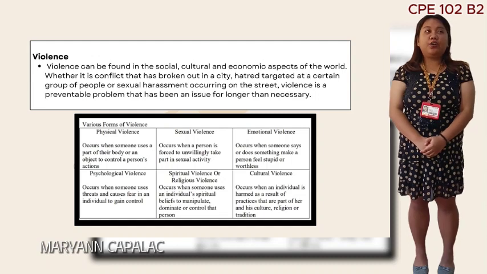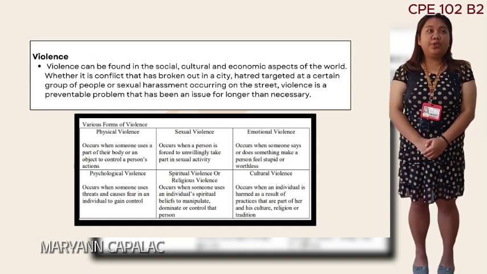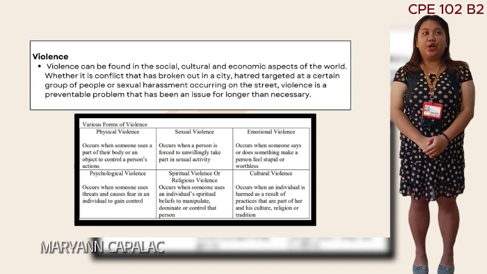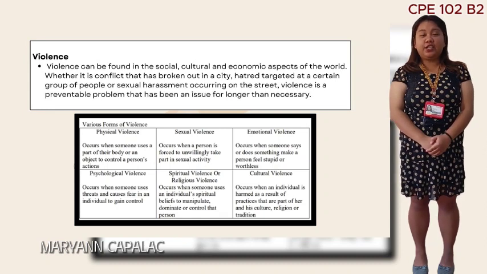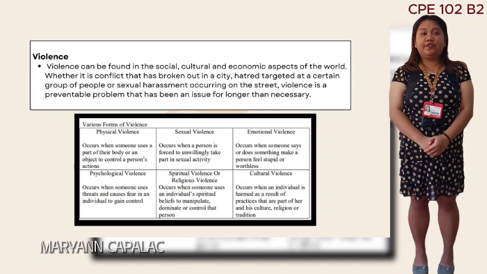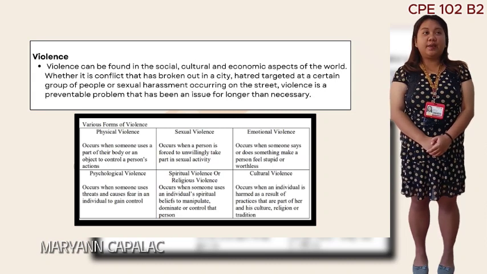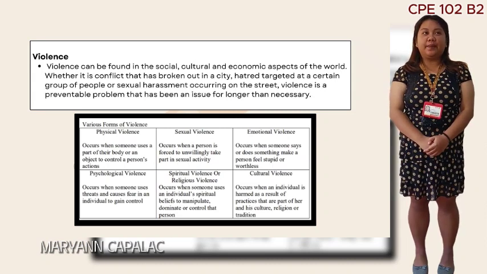Physical violence occurs when someone uses a part of their body or an object to control a person's actions. Sexual violence occurs when a person is forced to unwillingly take part in sexual activity. Emotional violence occurs when someone says or does something to make a person feel stupid or worthless.